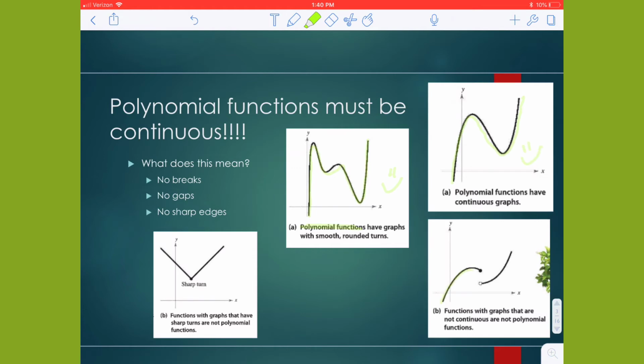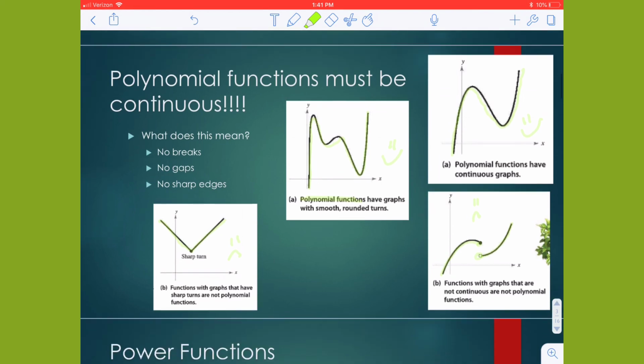But if I have to, and this is a very informal way to think about it, but if I have to draw, lift up my pencil, and then begin drawing again, that helps me know that this is not a polynomial function because there's some type of hole or gap or jump. And if I have to make some really sharp turn, I also know that that is not going to represent a polynomial function. So these are some quick ways to identify that you, in fact, are working with a polynomial function.